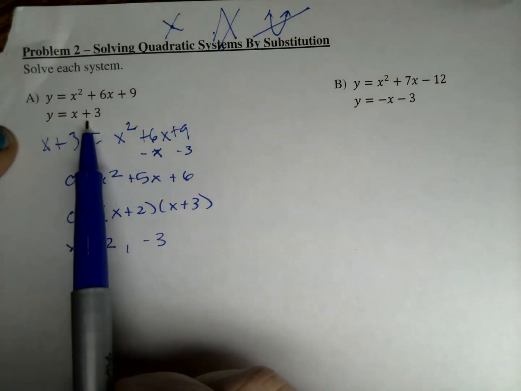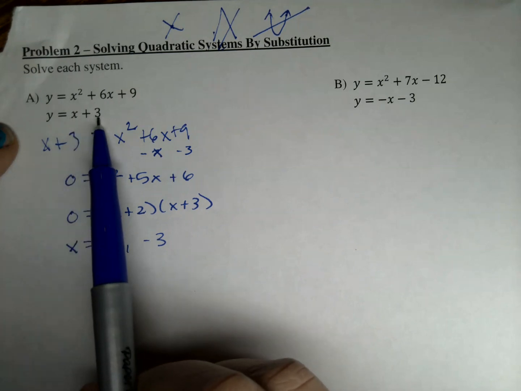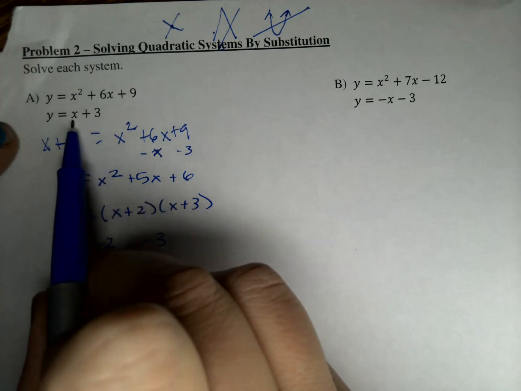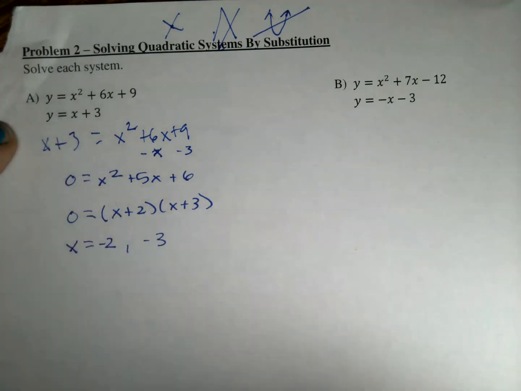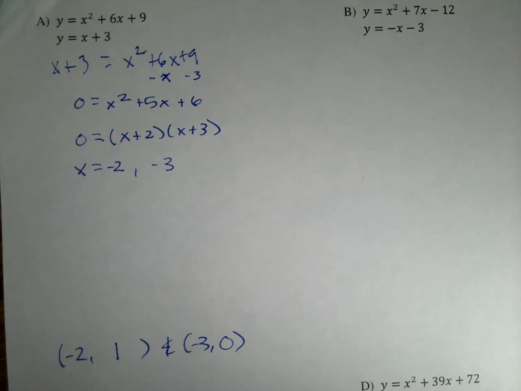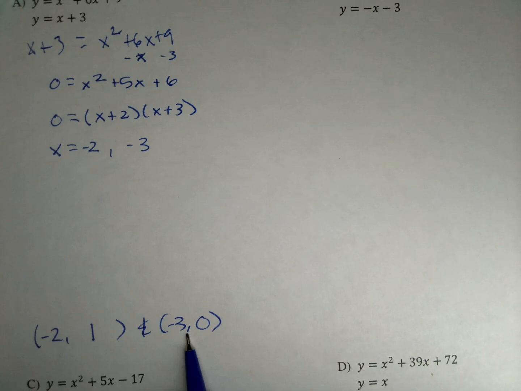I'm going to plug it back into this equation because it will just be easier. Negative 2 plus 3, if I do that in my head, I would get a positive 1. If I plug negative 3 into my equation, negative 3 plus 3 is 0. So if I were to graph those two equations, I would get the points negative 2, 1 and negative 3, 0.